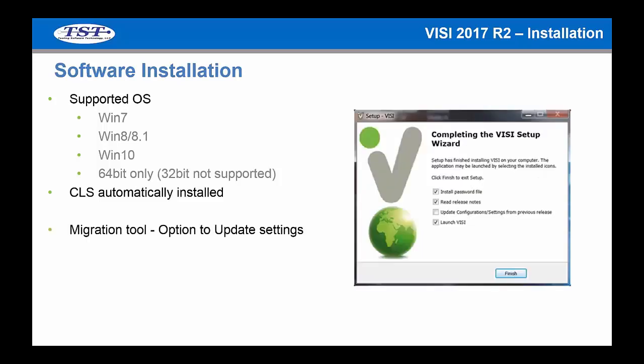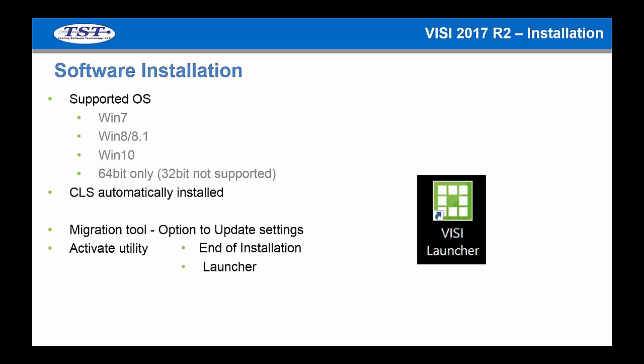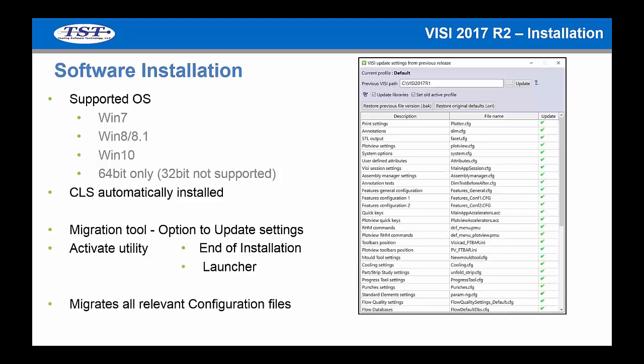So along with the CLS, installed is a migration tool. It can be run at the end of the install or as an active utility afterwards. Also, what you will see in this version is going to be a launcher as well. So the migrating of VISI settings is pretty important, and typically, unless they are custom things, we do not want to just drag and drop CFG files. So we always want to run this at least first.